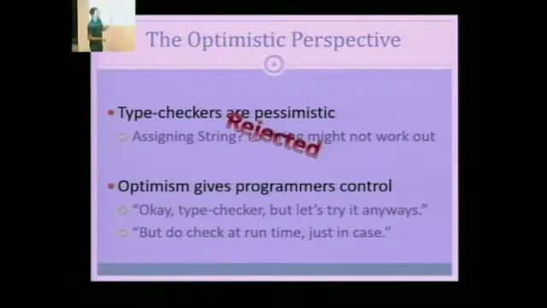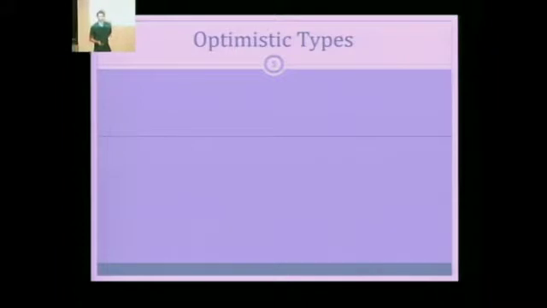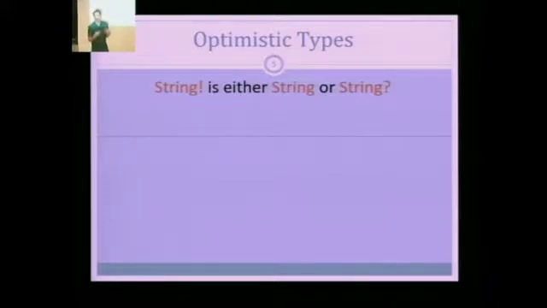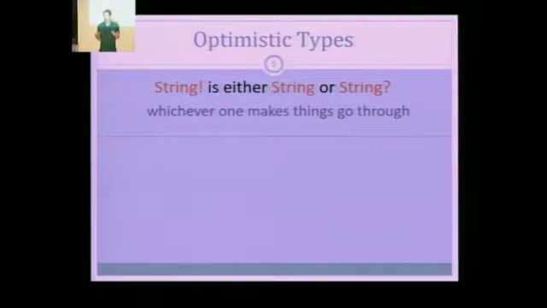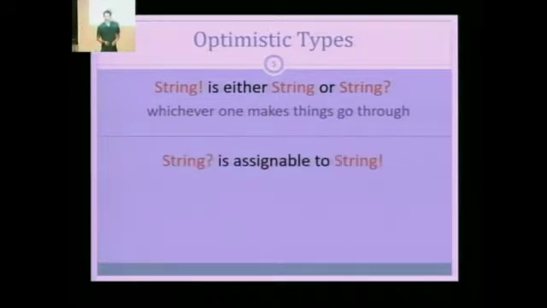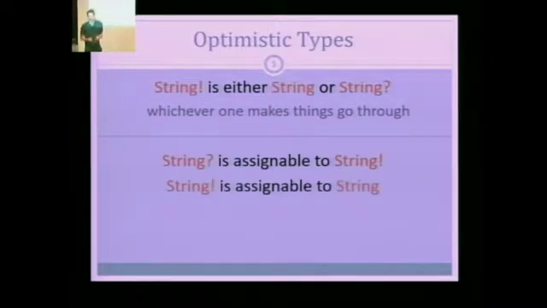And so in this mindset, string bang is what I call an optimistic type. That is, string bang represents two possibilities, and we optimistically choose whichever possibility for a given situation makes things go through. And so if you ask the question, well, should string question mark be assignable to string bang? The answer is yes, because I can interpret string bang as string question mark, and this would work out. Similarly, if I ask if string bang should be assignable to string, the answer is yes, because I can interpret it as string.